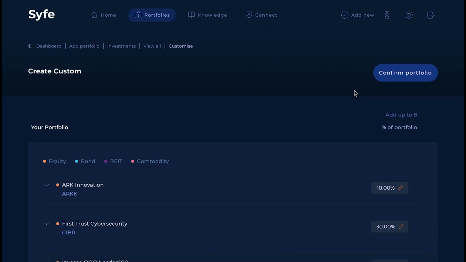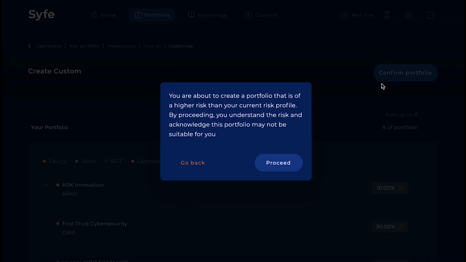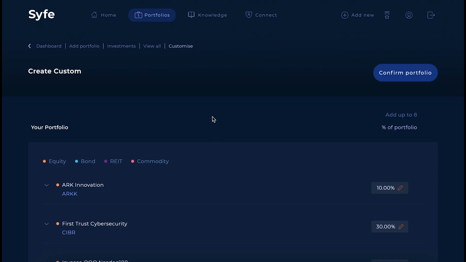And then once all this is confirmed, you can go up and click confirm portfolio. If you really want to go ahead, they will warn you you're about to create a portfolio that's higher risk than your current risk profile. By proceeding, you understand the risk and acknowledge this portfolio may not be suitable for you. If you agree, then you click proceed. If you don't agree, then you click go back. I click go back because I don't need it.